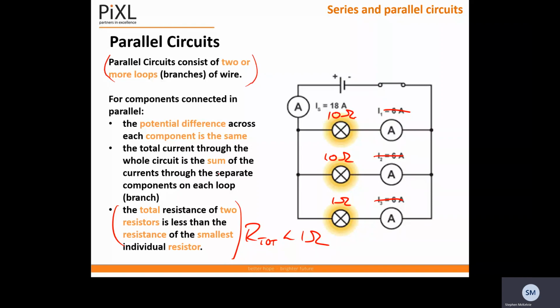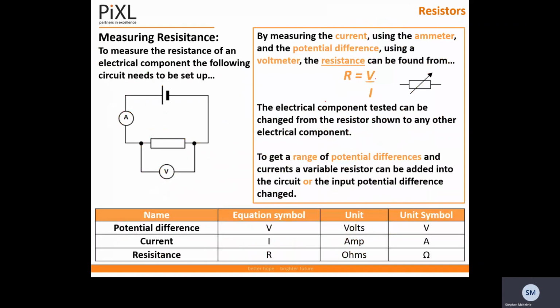Now, to measure resistance, we usually measure the voltage using a voltmeter and the current using an ammeter. We can then rearrange Ohm's law, V equals I times R, to find the total resistance. The electrical component tested can be changed from the resistor to any other electrical component.